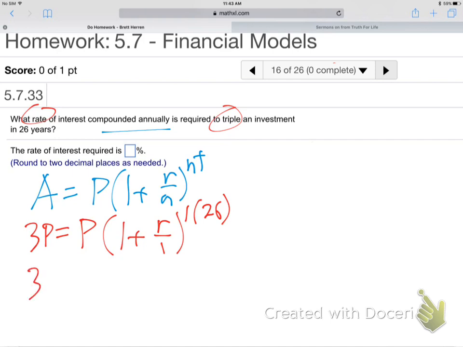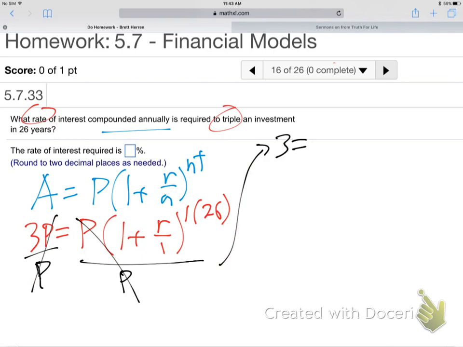So first step, divide by P. Oh, no, that's the doubling rule. This is tripling. Never mind. I'm getting confused. That was the rule for doubling your money. This is tripling. This is a different story. So I don't know what the answer is. I have no idea. I'll just solve it.